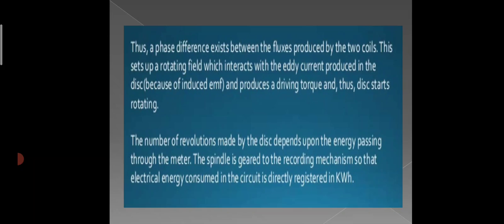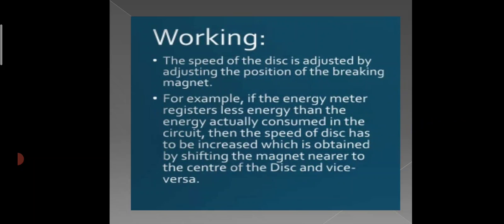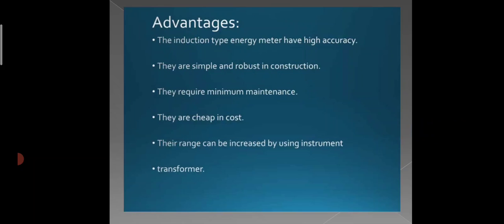The spindle is geared to the recording mechanism so that the electrical energy consumed in the circuit is directly registered in kilowatt hour. The speed of the disc is adjusted by adjusting the position of the braking magnet. For example, if the energy meter registers less energy than the energy actually consumed in the circuit, then the speed of the disc has to be increased, which is obtained by shifting the magnet nearer to the center of the disc, and vice versa.